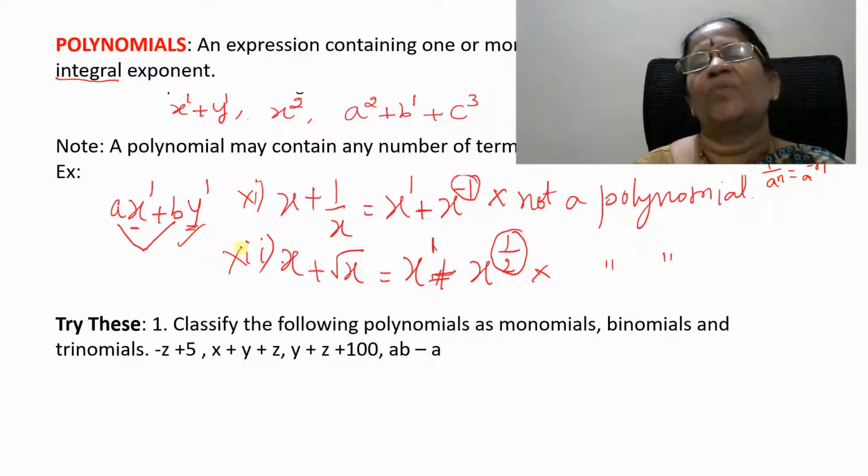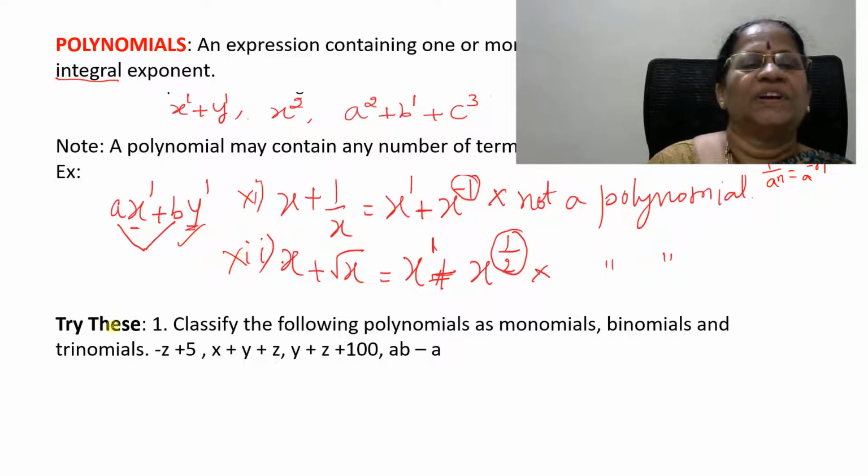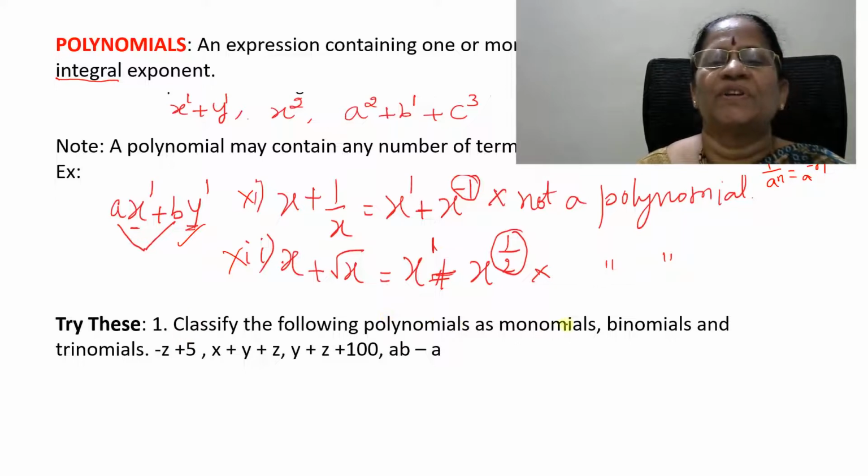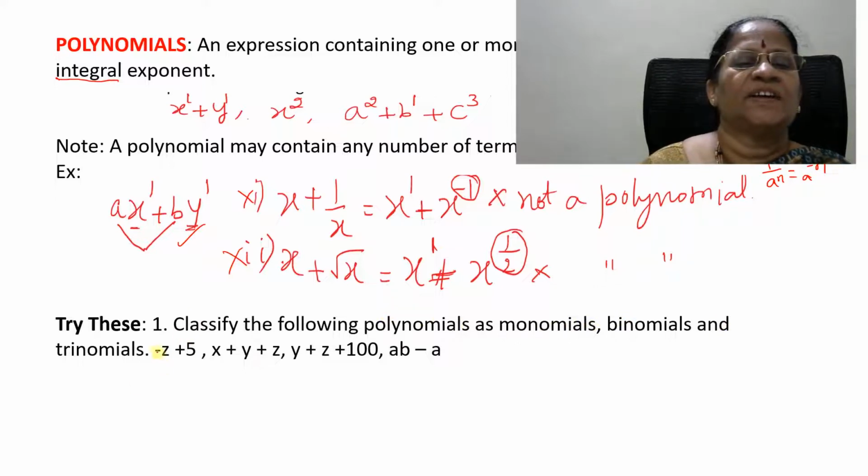It can have one or more variables having non-negative integral exponents. Okay, now let's consider these examples. Classify the following polynomials as monomials, binomials and trinomials.